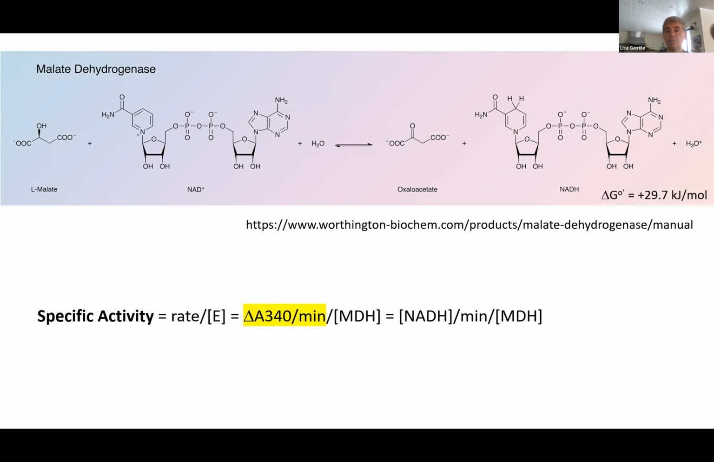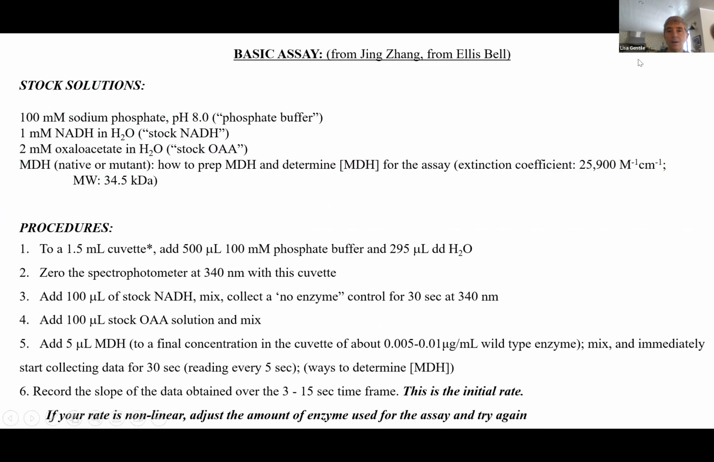So we're going to primarily be spending our time talking about how to get that quantity in yellow there, the change in absorbance at 340 nanometers per minute, which is the rate of the reaction. It's funny that Jing is on this call, because this basic assay is the one that Jing sent me when I first started doing these assays. And I think this is something that Jing simplified from a large document that Ellis Bell had put together. So I want to give credit to those two folks as well.